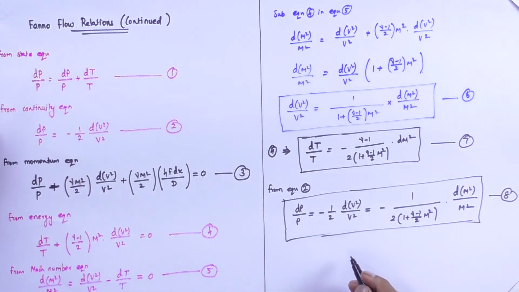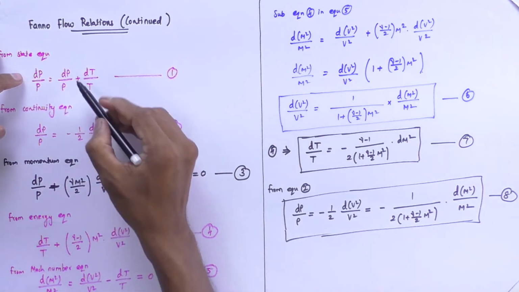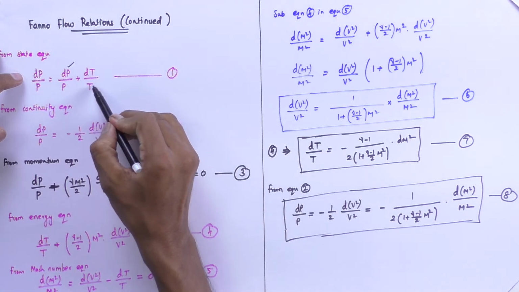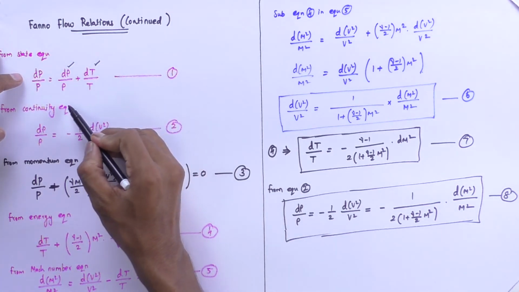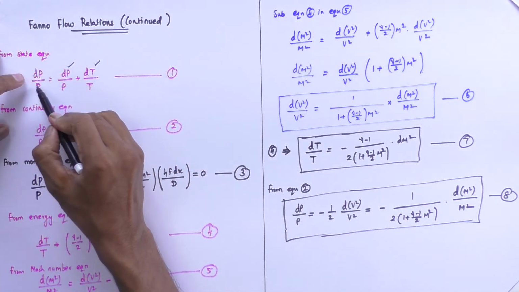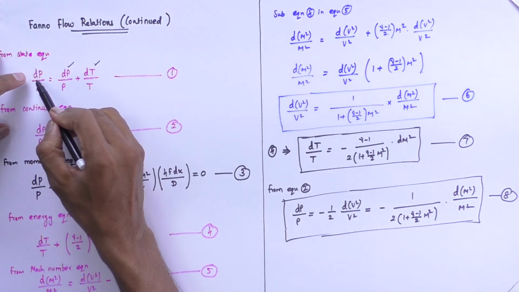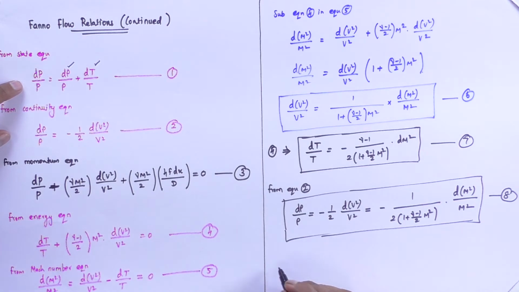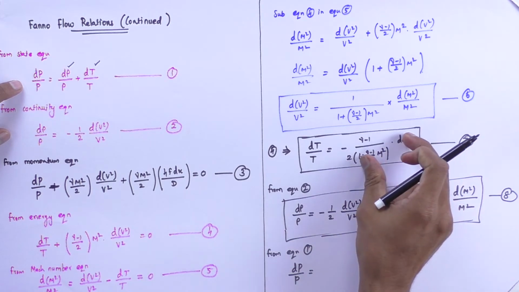Then, in this relation, now we know this variation as a function of Mach number variation, also this variation as a function of Mach number variation. So, finally, we can represent this static pressure variation as a function of Mach number variation. Now we are going to use equation number 1. From equation number 1, dP by P is equal to this term plus this term.